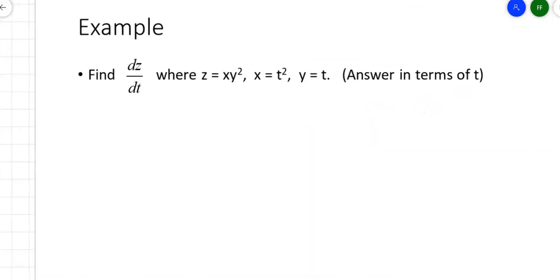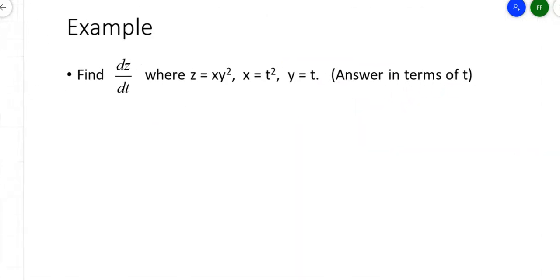So let's take a look at this example here. We'll take partials and we'll answer with respect to t. All right, so I'm trying to find dz dt. z equals xy squared is my z equals f of x, y. The x is equal to t squared. The y is equal to t. I could be boring and throw the t's in at the beginning, but then that wouldn't help me to illustrate what the chain rule is. So let's try to do this with our chain rule formula.